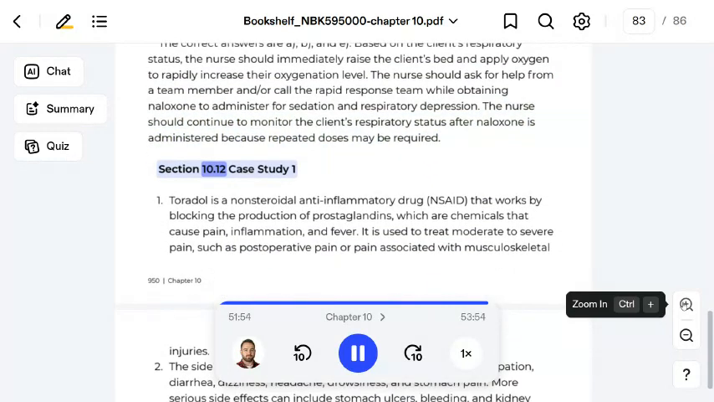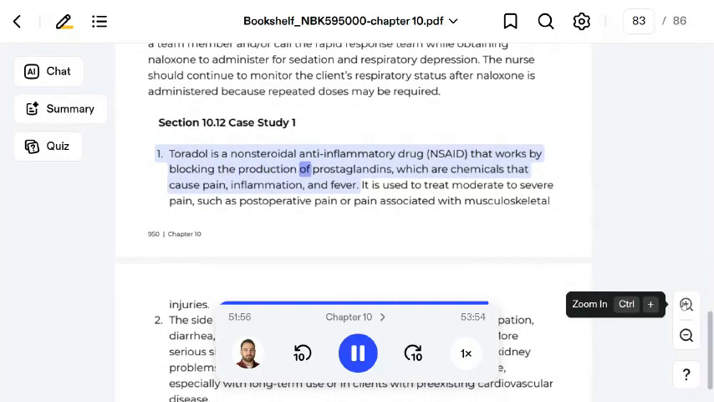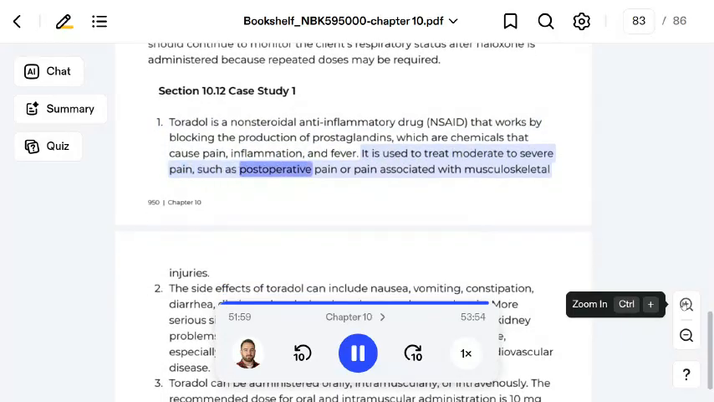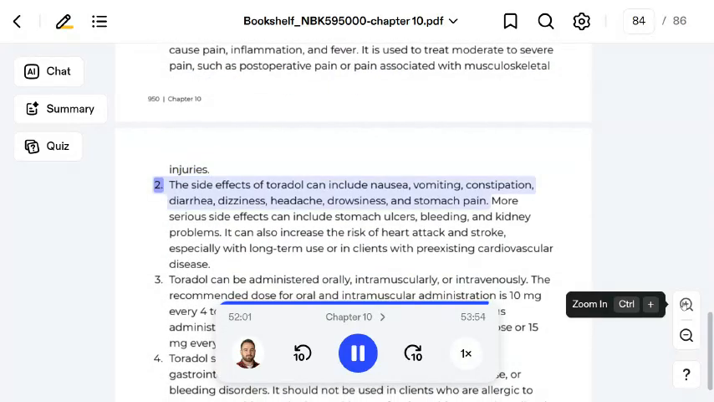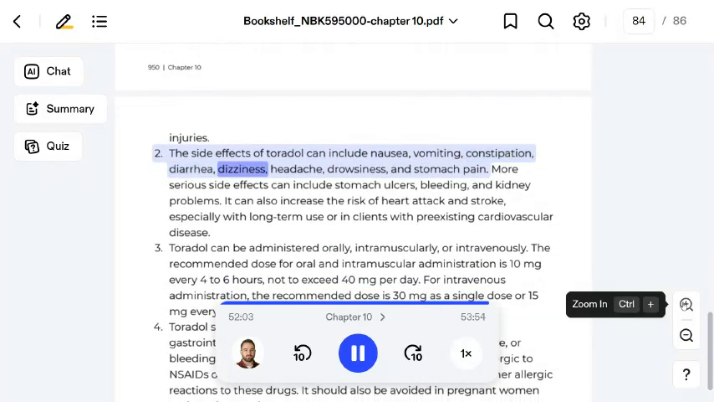Section 10.12 Case Study 1. 1. Toradol is a non-steroidal anti-inflammatory drug that works by blocking the production of prostaglandins, which are chemicals that cause pain, inflammation, and fever. It is used to treat moderate to severe pain, such as postoperative pain or pain associated with musculoskeletal injuries. 2. The side effects of Toradol can include nausea, vomiting, constipation, diarrhea, dizziness, headache, drowsiness, and stomach pain.